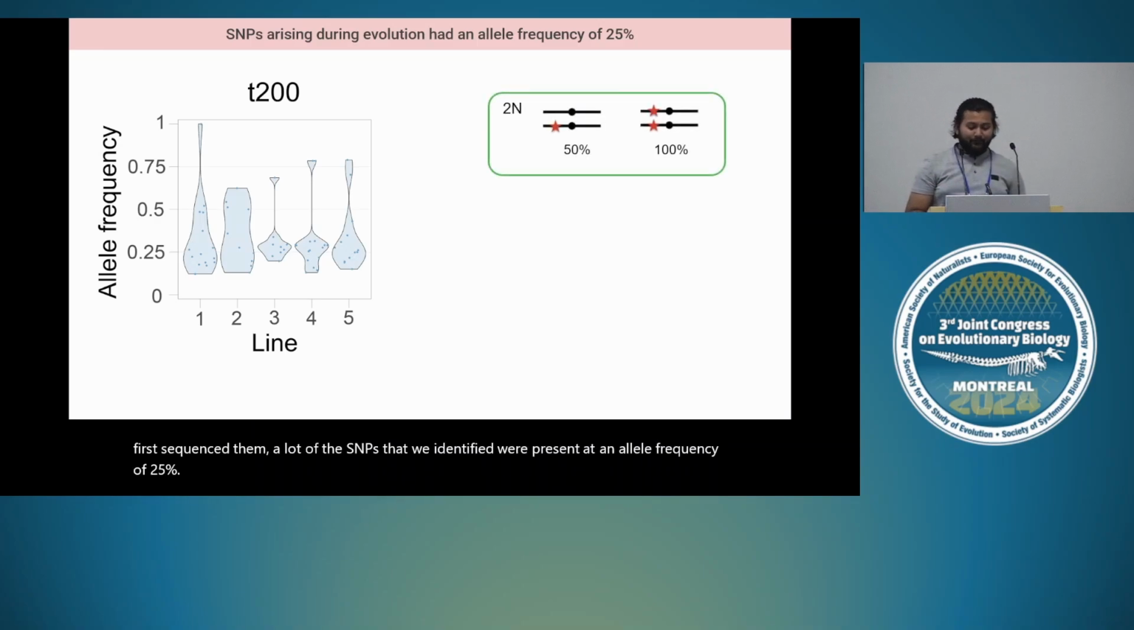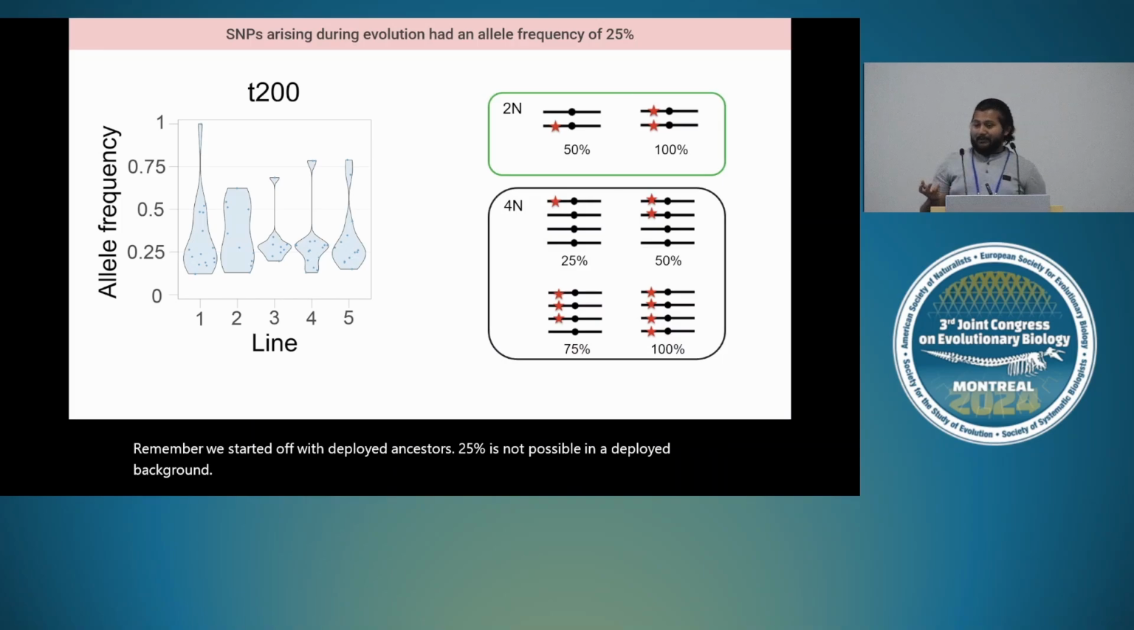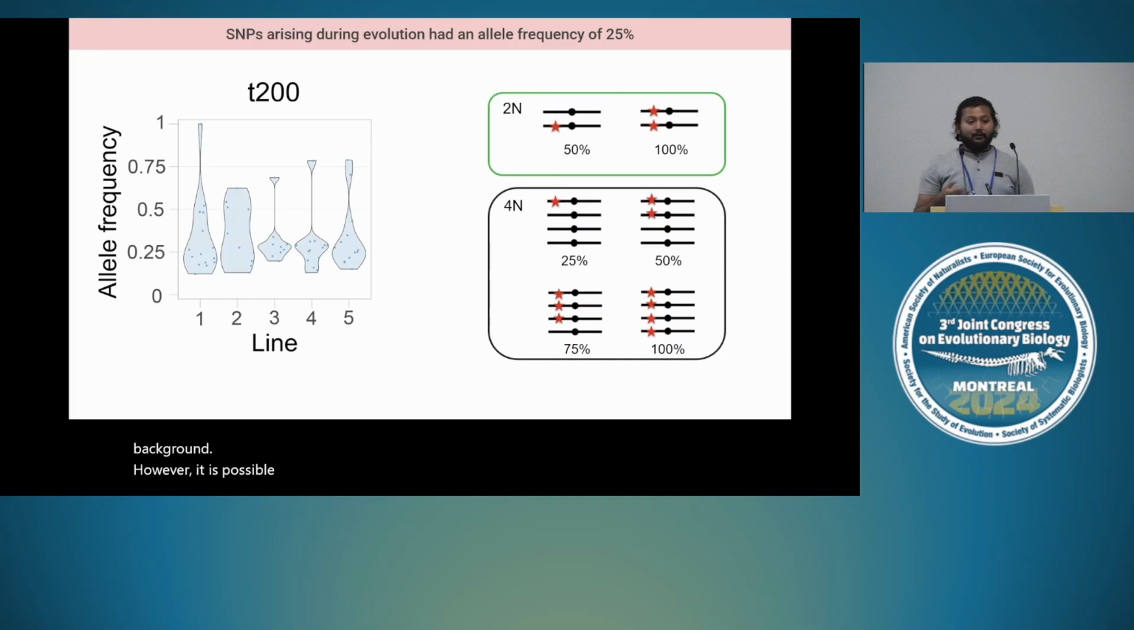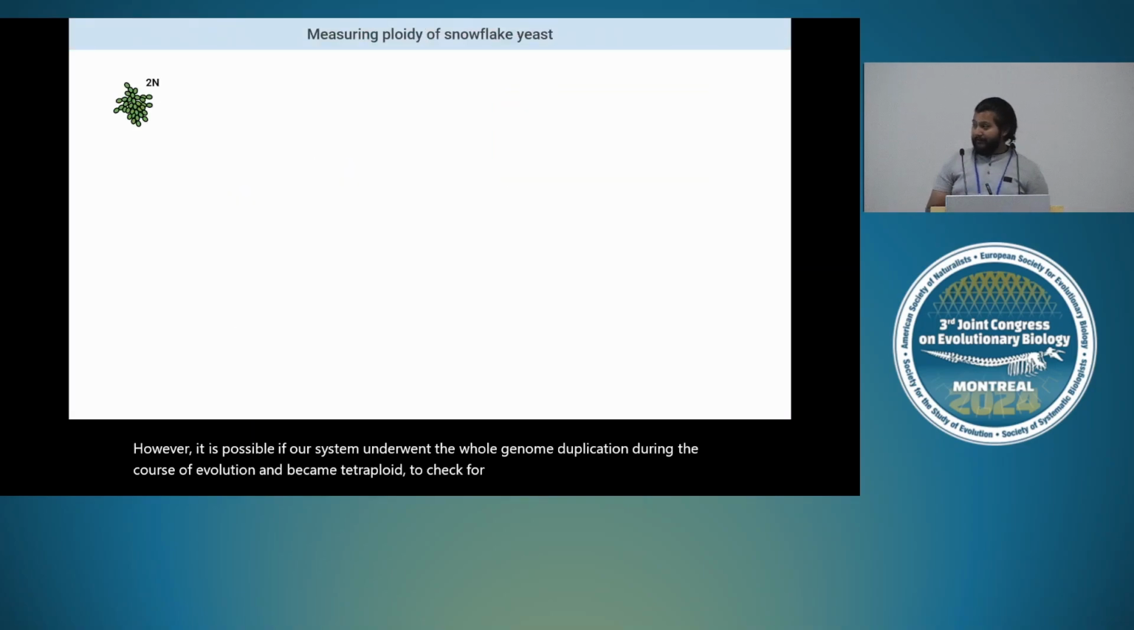Remember, we started off with diploid ancestors. 25% is not possible in a diploid background. However, it is possible if our system underwent a whole genome duplication during the course of evolution and became tetraploid. To check for this, we had to measure the ploidy of our snowflake yeast.